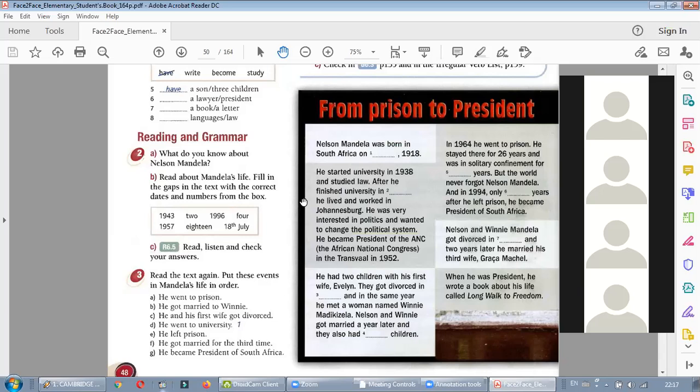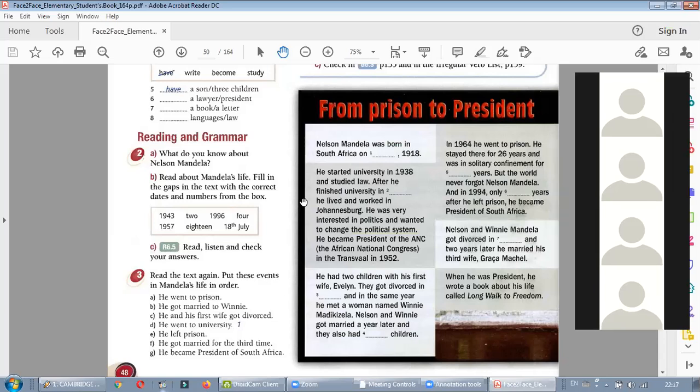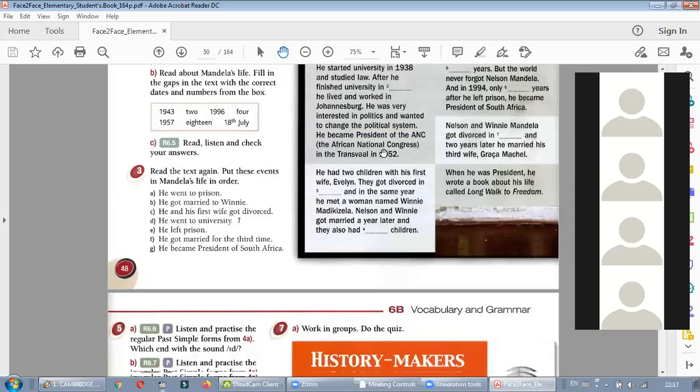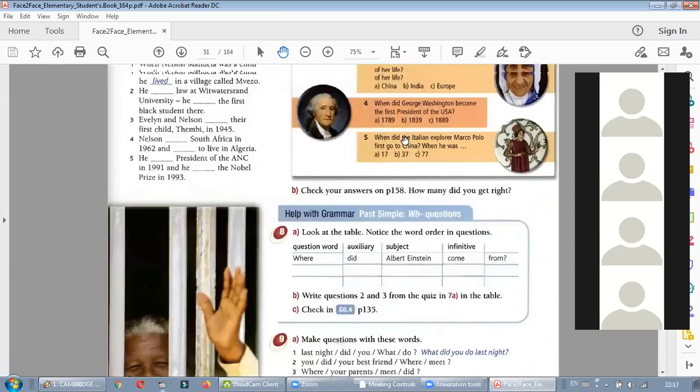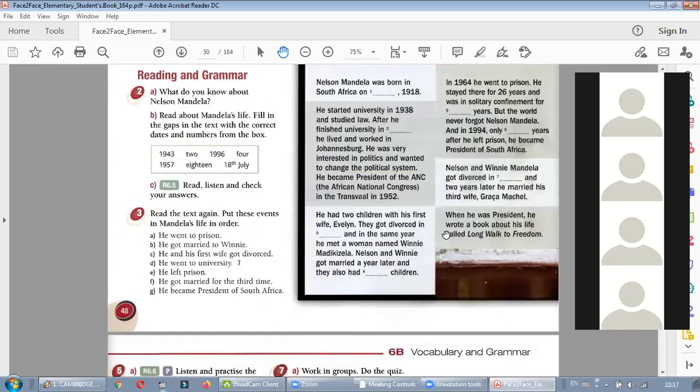When we read, we want to fill in the gaps with some of the words we have in the box, okay? Of course, here we're going to guess. We don't really know, so we are just going to guess. Here we have 1943 to 1996, 1957, 18, and the 18th of July. So we have different numbers and dates. We want to use them in the story here. Let me just check if there's another part. That's it. Okay, good.